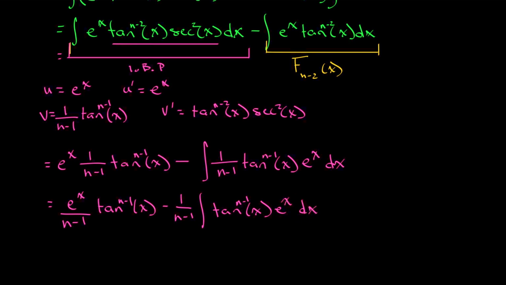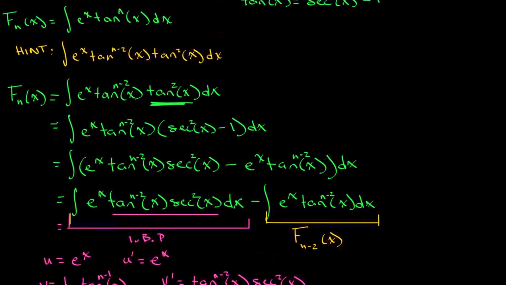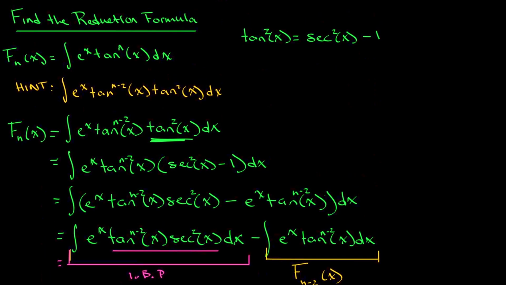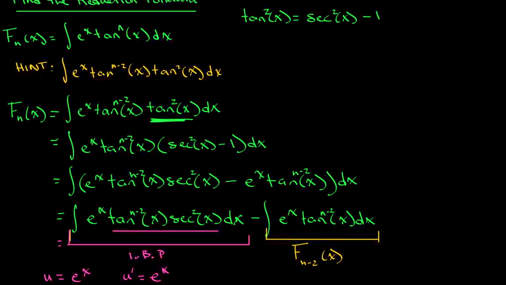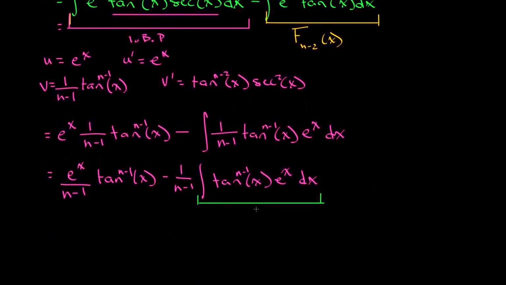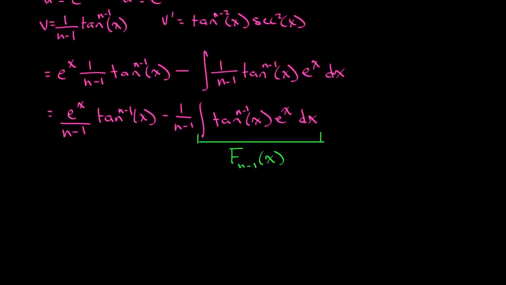And what is this right here? Let's scroll back up. Under our notation here, that is going to be capital F sub n minus 1 of x. And that's exactly what we were after. So we got another piece going in here. We have capital F sub n minus 1 of x right here. And now we have all of our pieces to express our reduction formula. So let's just put everything together and see what we get.